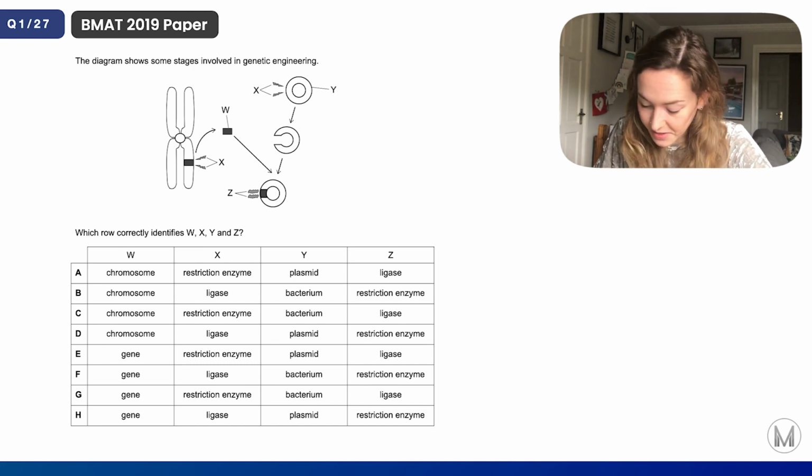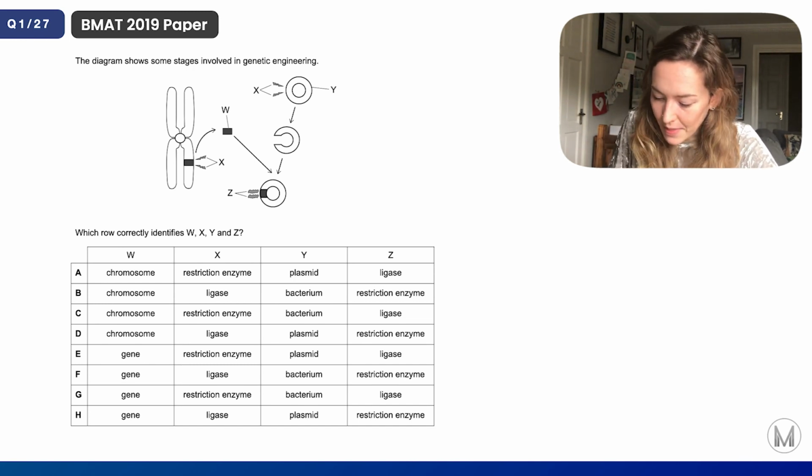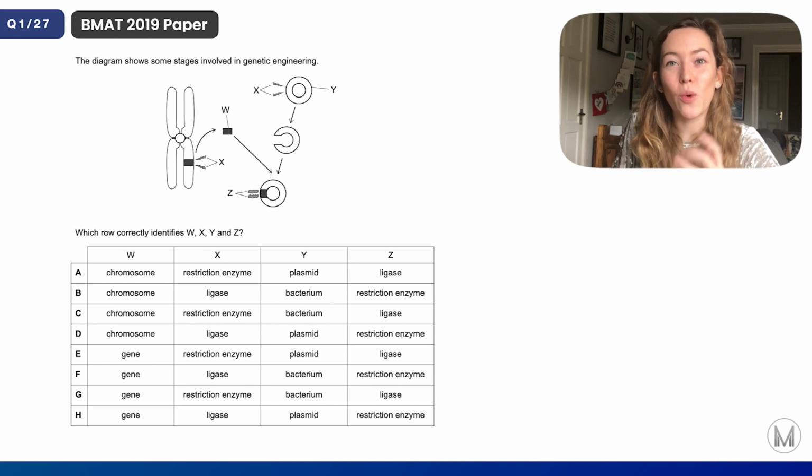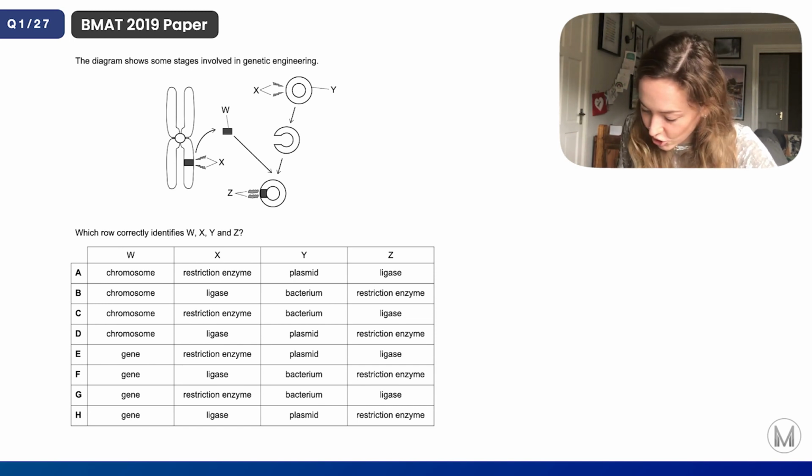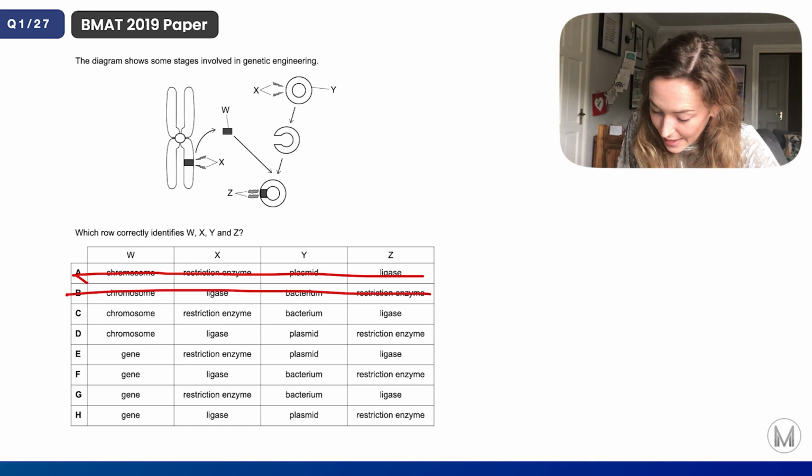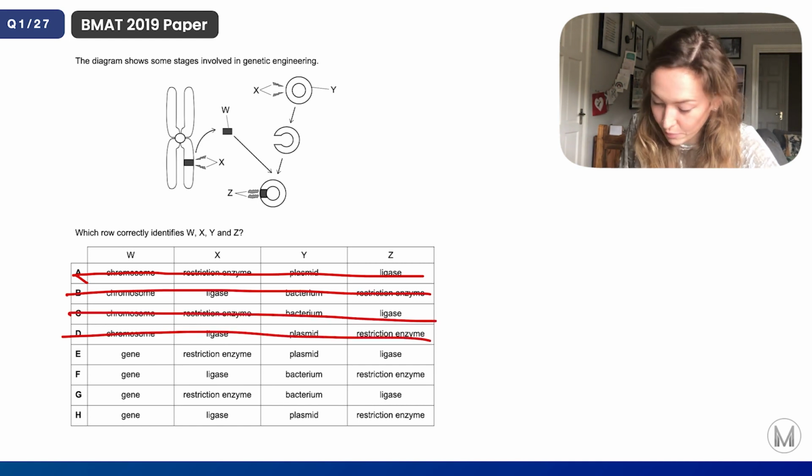So our first column is asking us about W. I can see that it is a section of my chromosome, so I know that it's a gene. So immediately I'm going to be able to eliminate A, B, C, and D from my options.